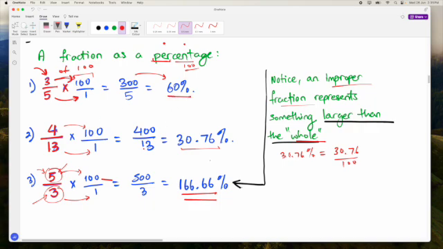You have 4 over 13 as a percentage. You just multiply by 100, so 4 times 100, 13 times 1, 400 over 13, that's 30.76%.